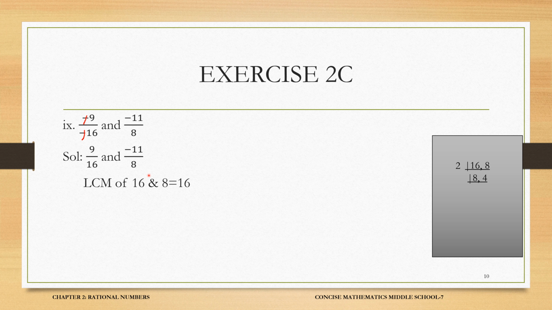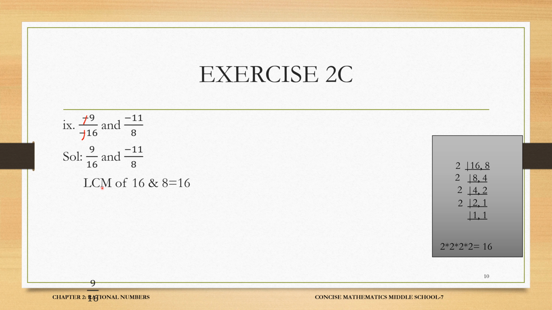2 8s are 16, 2 4s are 8. Again divide it with 2. 2 4s are 8, 2 2s are 4. Again 2 2s are 4, 2 1s are 2. Again 2 1s are 2. So multiply all the prime factors, it becomes 16.